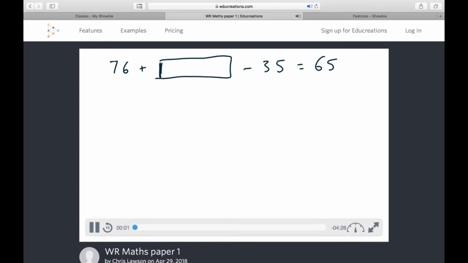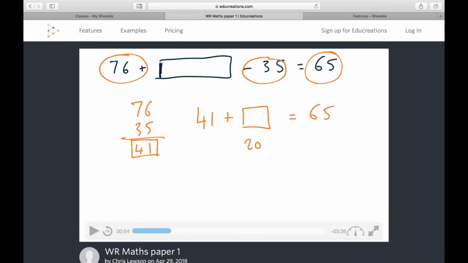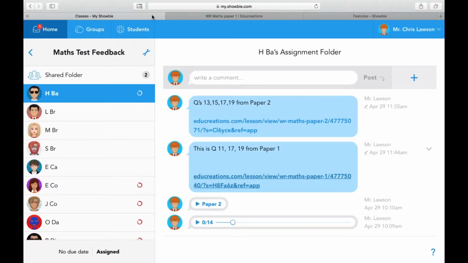Okay, going to look at this question first. So it says 65, add something, take away 35 equals 65. So we know that this side has to equal 65. 61 is 20.